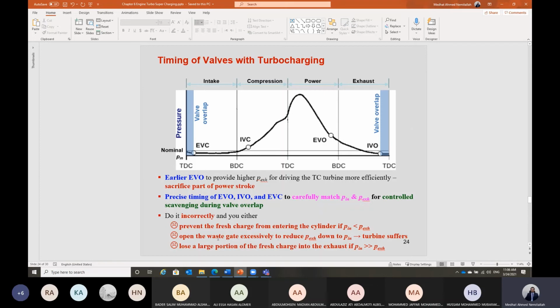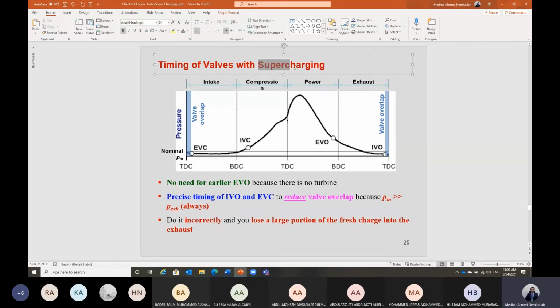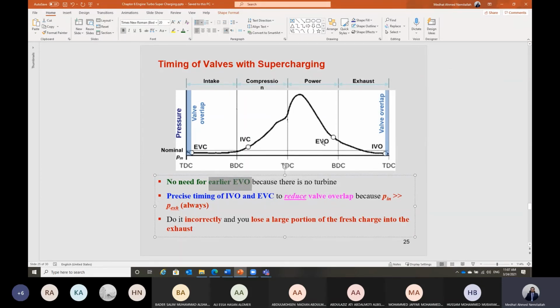So, Shabab, we have to do a precise design of the turbocharger with the engine. They have to be matched together in order to have the best performance. But in the case of a supercharger, we don't have a turbine, so we don't need early opening of the exhaust valve. Usually we delay the exhaust valve opening so that we can benefit from the expansion power, because we will not be recovering the heat from the exhaust gases through a turbine. We don't have a turbine in the case of a supercharger.